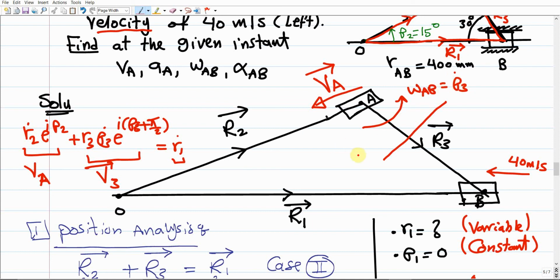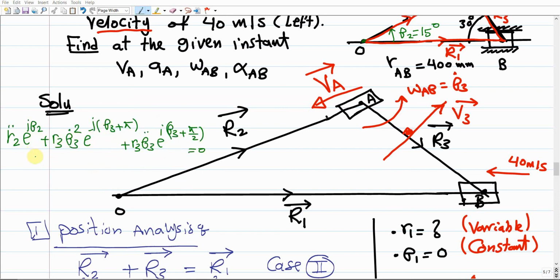So what does it mean? It means that according to this direction of the R3, the direction of this relative velocity, the V3 vector should be perpendicular to the R3 and rotate with the same direction as omega AB, which is theta 3 dot. Make sense? So these are the three directions of the velocity components that we already got in this case. Make sense? Let us do the same for the acceleration.